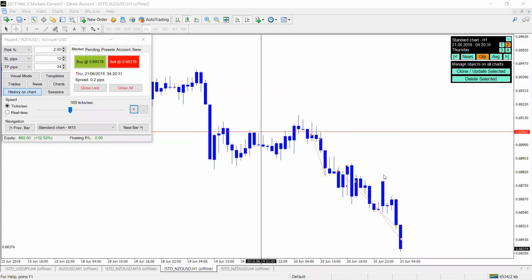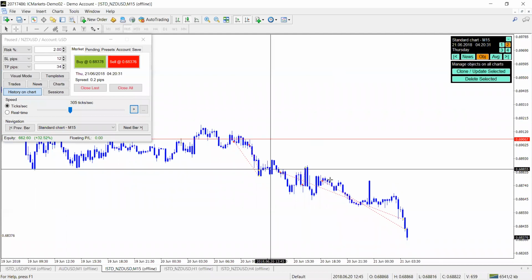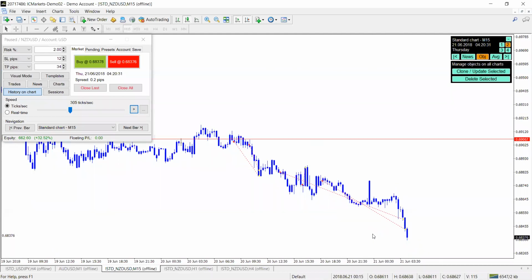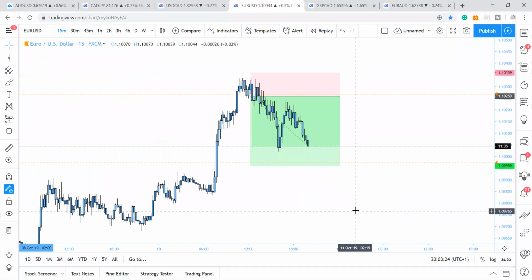And as you can see, we were stopped out of 1, but we managed to close 2 in the end. And that's that. Okay. Let's take a look at the trade that I took today on Euro USD. This is where I'm sitting now.